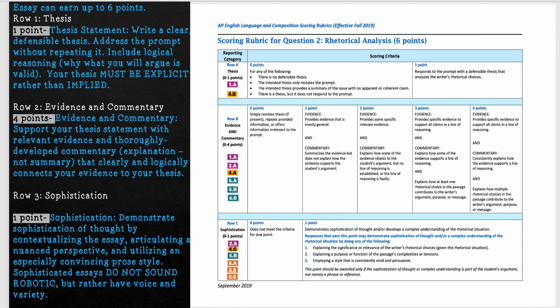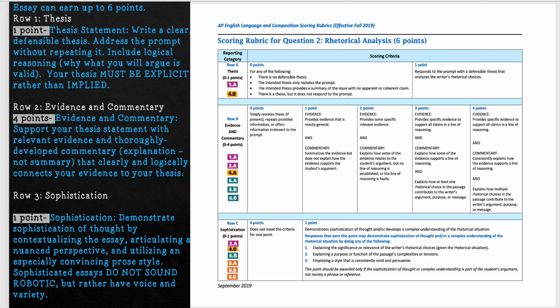So the 6-point rubric, just to recap, the first row is the thesis. You will earn 1 point by writing a clear and defensible thesis that addresses the prompt without repeating it. You are including logical reasoning, so you're not just making a blanket statement. You are saying, so what? Or you are answering why and how.